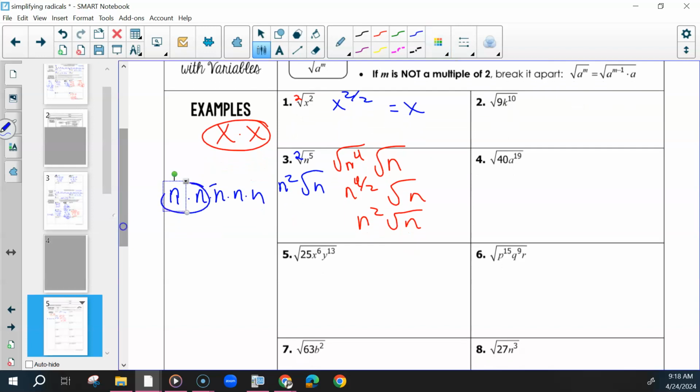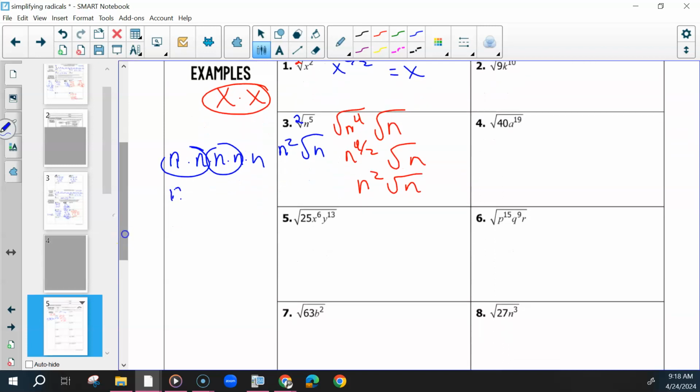And I have two pairs of n's that would come outside of the radical. And then one that would stay inside, and then that would simplify to the same thing. So however you want to do that, you do that. I'm just going to focus on using this method because I don't have a lot of space to do everything else. Do we have any questions on that so far?